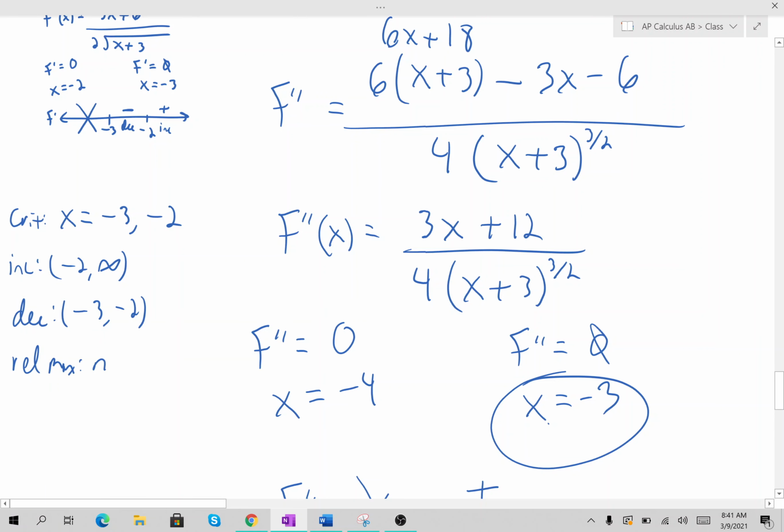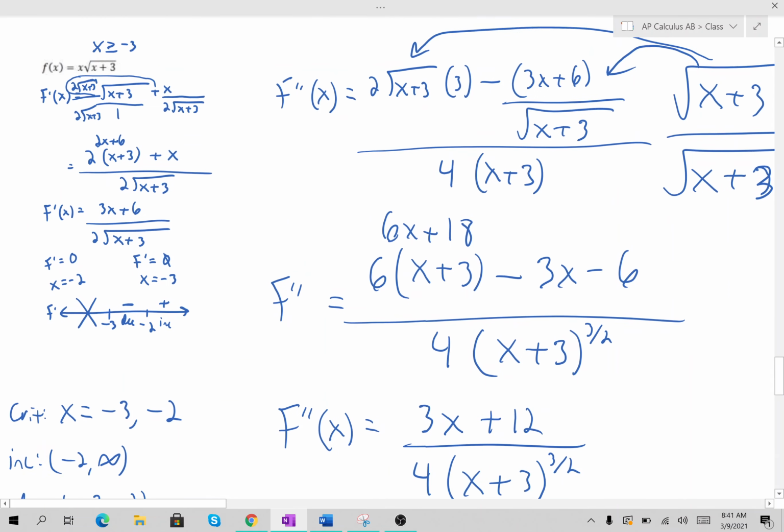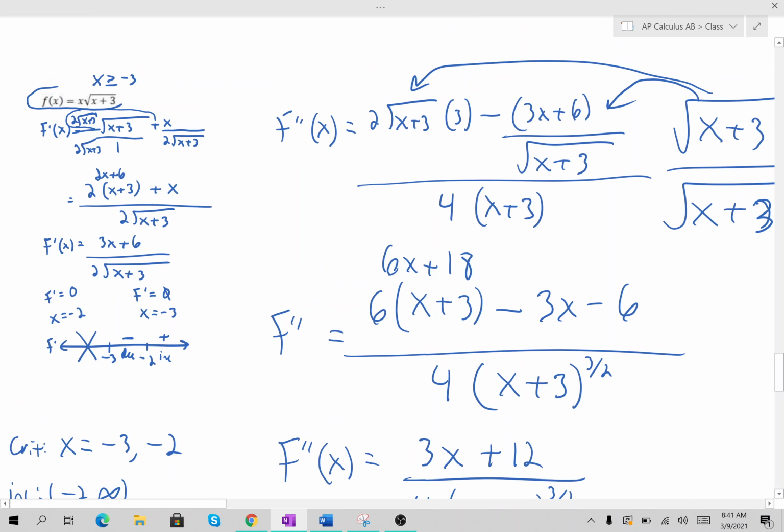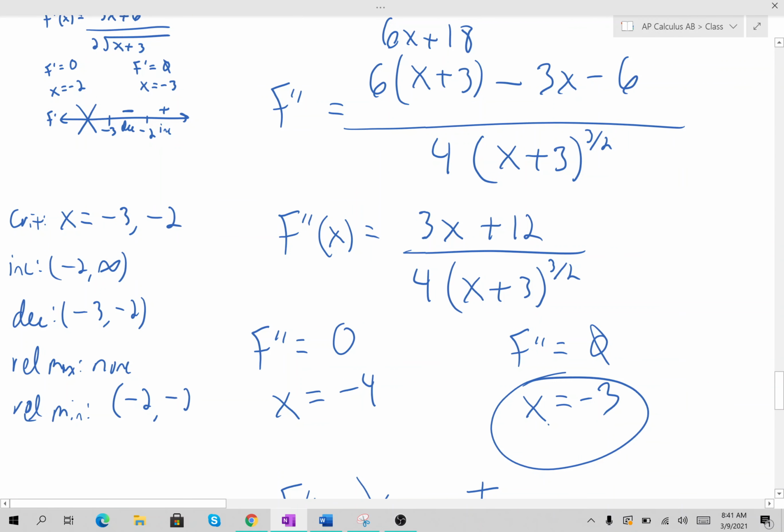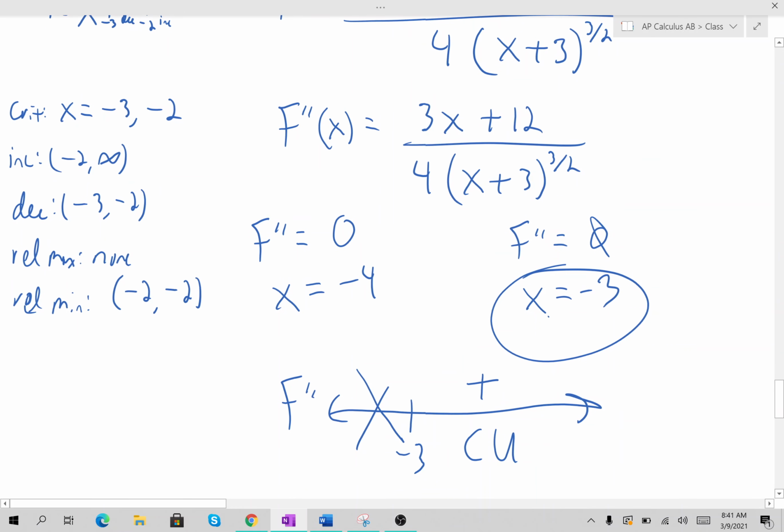So we have no maxes. We have a relative min at negative 2 comma, you got to plug it back into our function. If you plug negative 2 into here, you get negative 2 times 1. So that's negative 2. Cool. And then we have concave up from negative 3 to infinity. Concave down, never. And points of inflection, there are none because it never changes concavity.